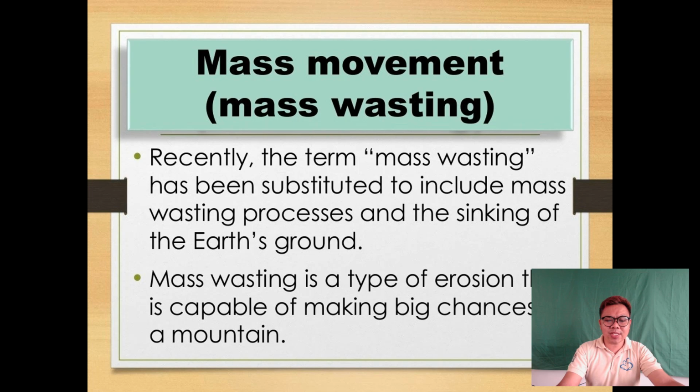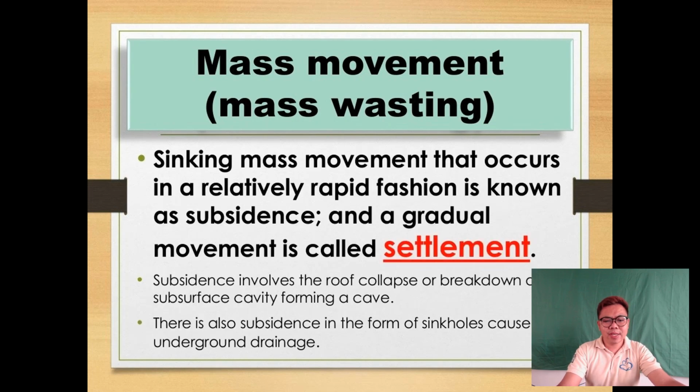Mass wasting is a type of erosion din. Yung capability nga lang niya, mas malaking chances yan sa mga mountains. Sinking mass movement that occurs in a relative rapid fashion is known as subsidence and a gradual movement is called settlement. Ayun, kapag mas malaki yung paggalaw ng isang particle to another place, that is subsidence. Kapag dahan-dahan na lang siyang gumagalaw, that is settlement.